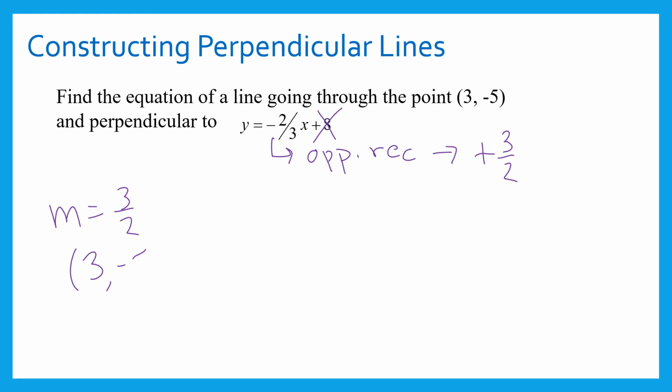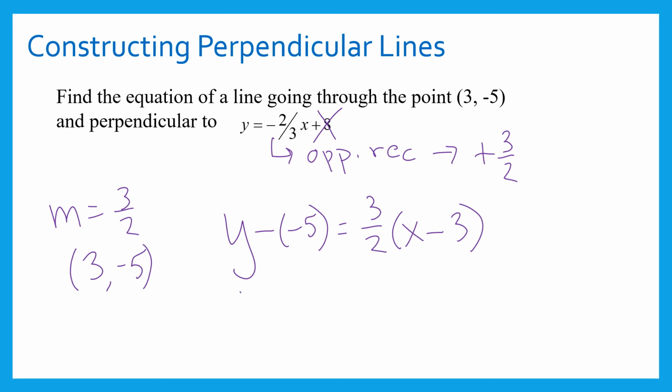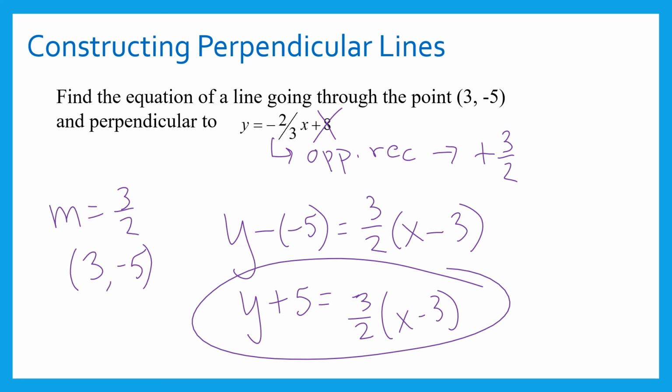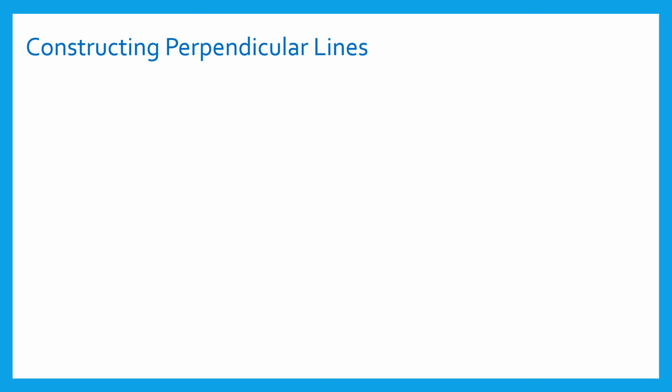And then I want it going through the point (3, -5). If I'm given a point and a slope, I'm just going to use point-slope form. So I'm going to write y minus -5 equals the slope, m, so 3/2 times x minus my x coordinate, which is 3. So now to simplify, I have y plus 5 equals 3/2 times x minus 3. And that is the equation of a line that is perpendicular to the one that they gave me. Okay, take a look here at another example.